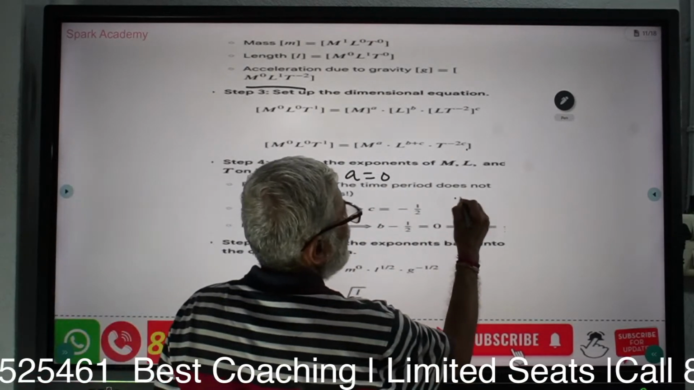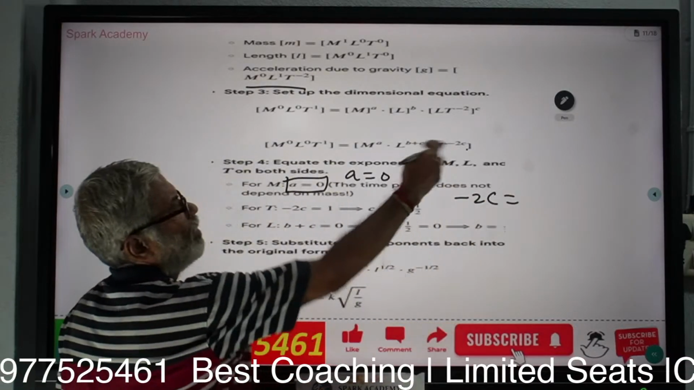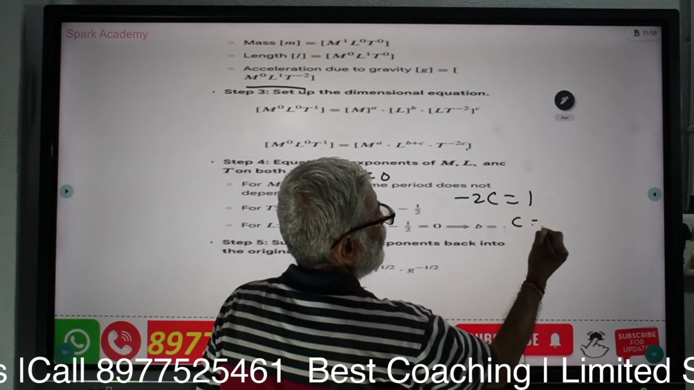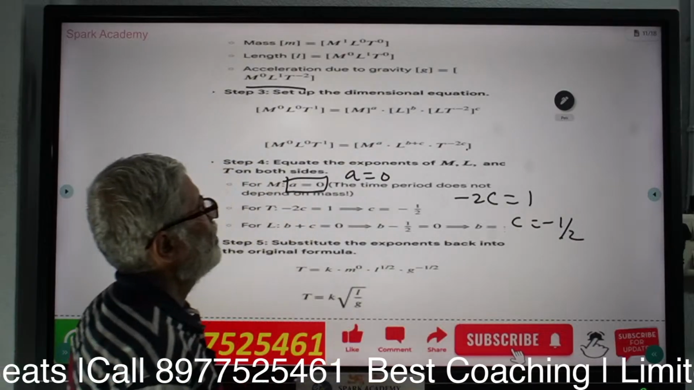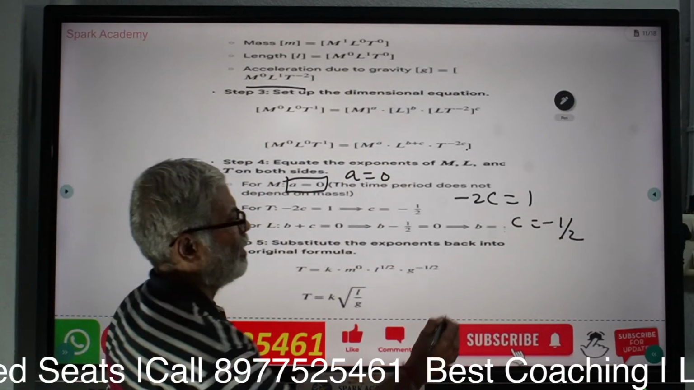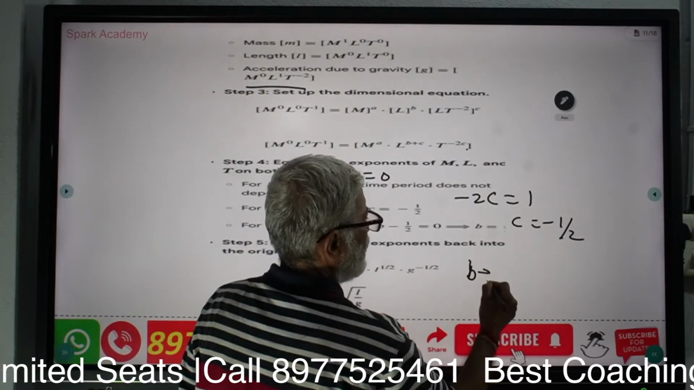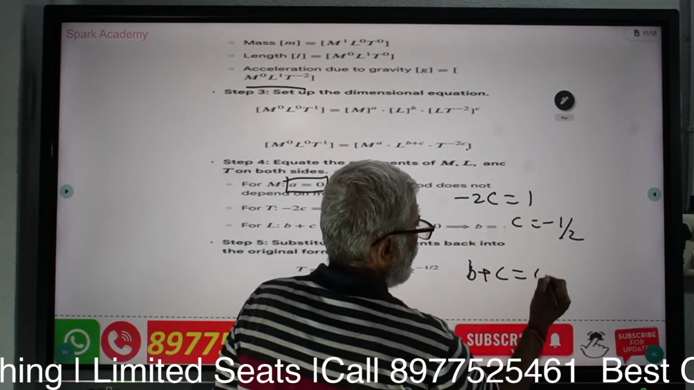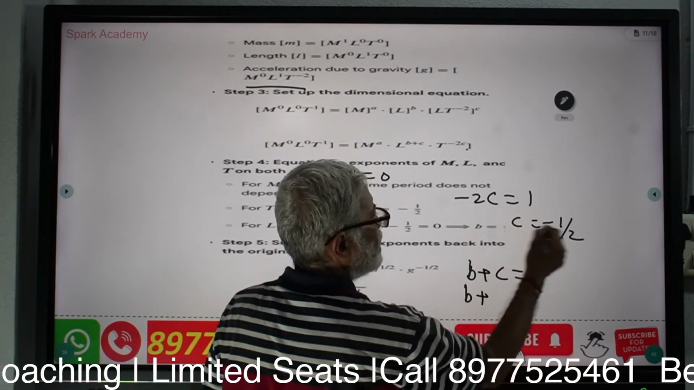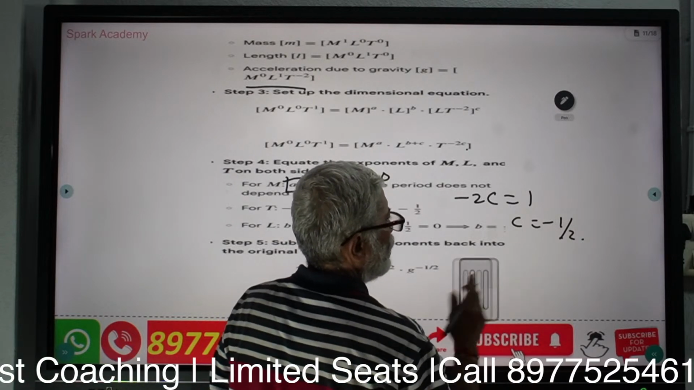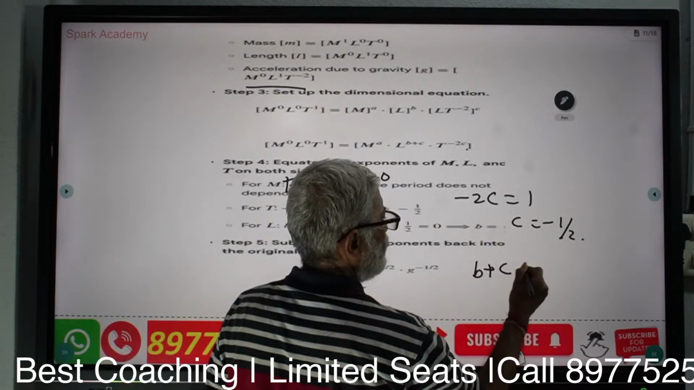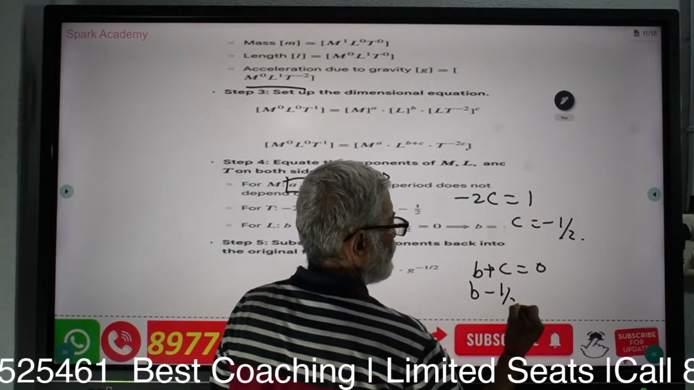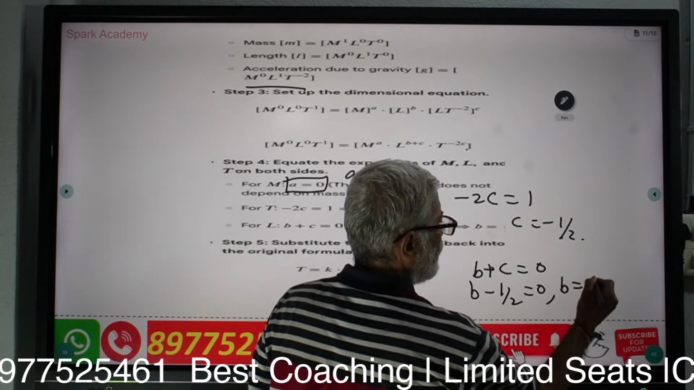Okay, then the power of T is minus 2c on the right side. Here the power of T on the left will be 1. So c will be equal to minus half. Similarly, the power of L is b plus c. What is the power of L on the left-hand side? 0. So b plus c will be equal to 0. So b plus, the value of c is minus half, equals 0. So therefore b will be equal to half.